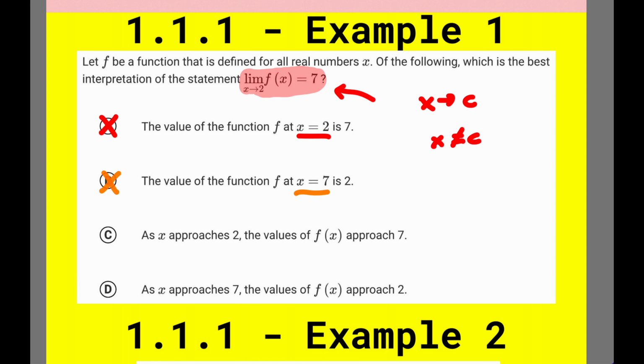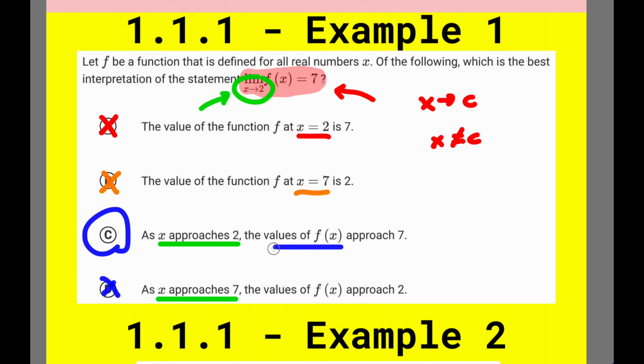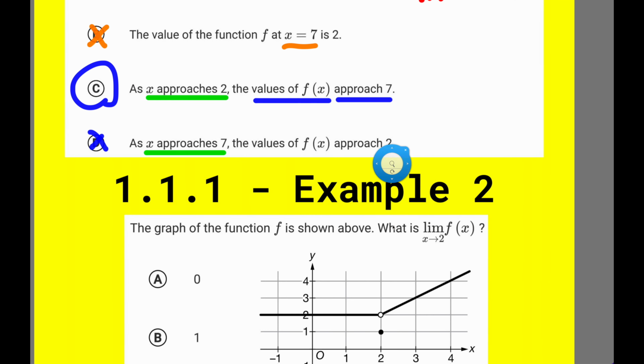So now it's between C or D. This first part says as x approaches 2. This one says as x approaches 7. Well, x is approaching 2. You can see it right there at the bottom. It says x arrow 2. That means x approaches 2. That means it cannot be D, which means the answer is C. As x approaches 2, the value of f of x approaches 7. The values of f of x approach 7. So the answer is C. Hopefully you got that. We're going on to another example.